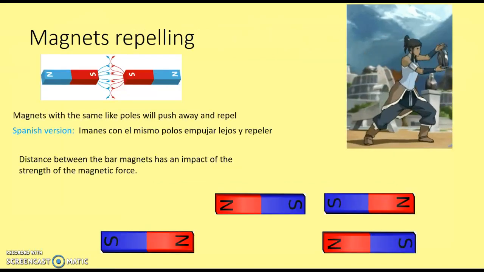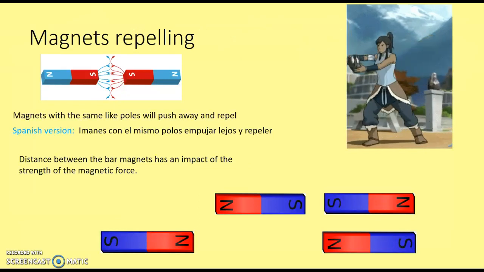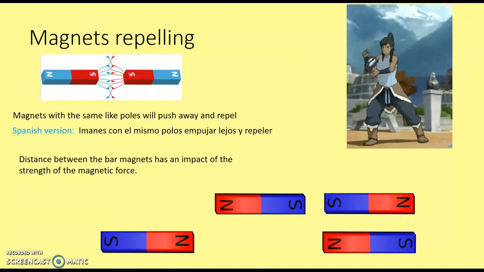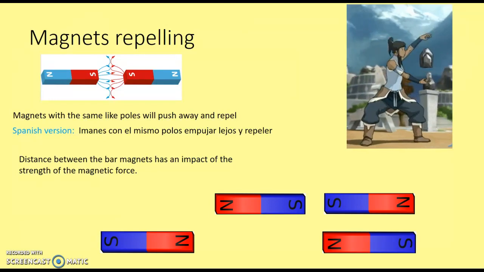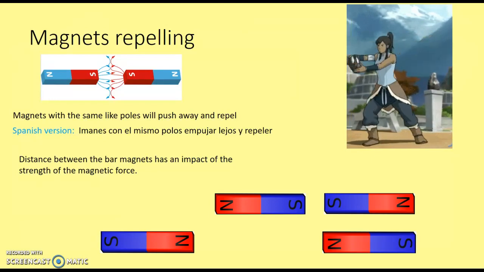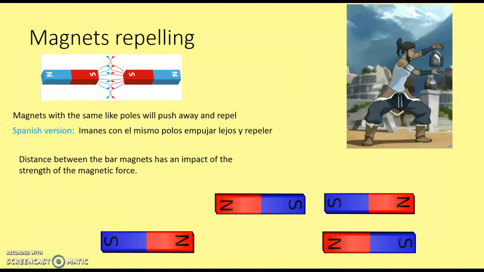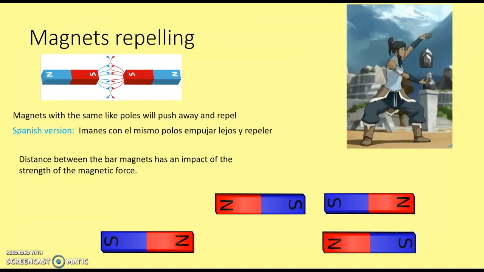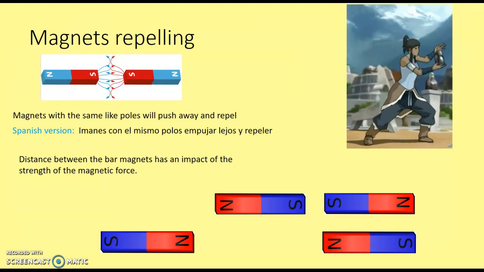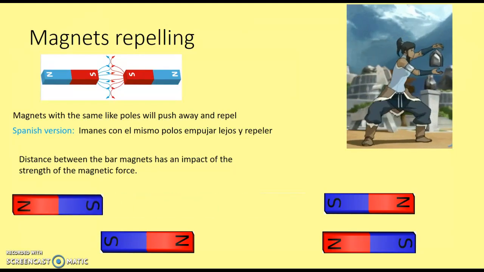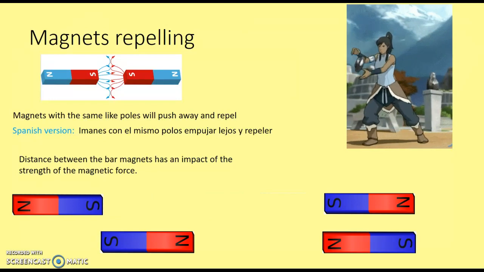So let's talk about repelling. Repelling is pushing objects apart from each other. So magnets with the same like poles will push away and repel. Very similar to our charges when positive and negative, but now we're just going to apply that to our magnets. So again, if we have a south and a south pole and they're very close together, they're going to push away. They're going to be strong about pushing away.